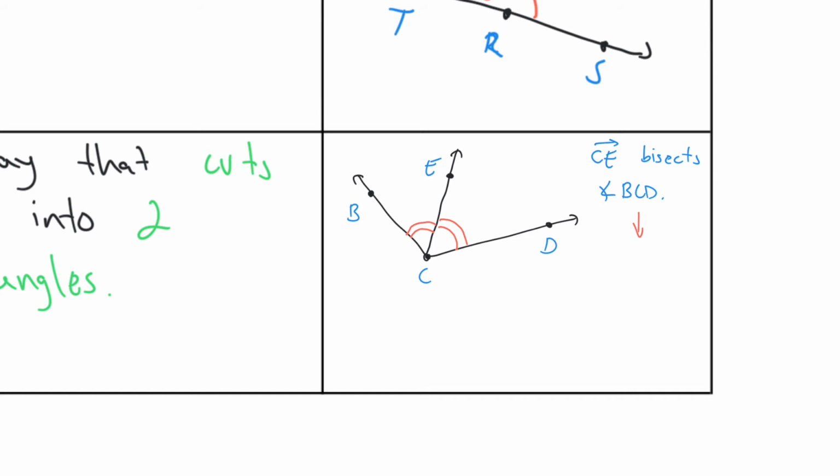So I can write a statement that says exactly that. Thanks to the fact that ray CE bisects angle BCD, we now know that angle BCE will be congruent to angle ECD. And this will come in handy a little bit later.